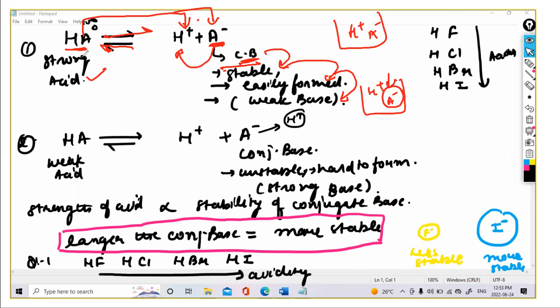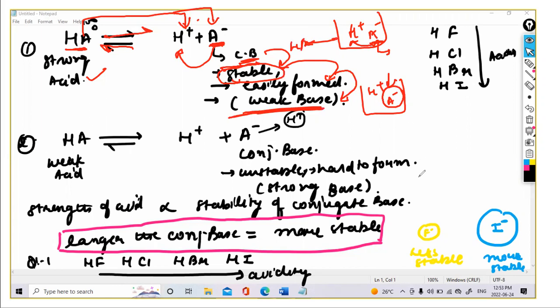So a strong acid will generate a weak conjugate base, and that is because its stability is very high. If you are very stable, you won't like to change your position, right? So it will not be very desperate to go ahead and move again and form HA.